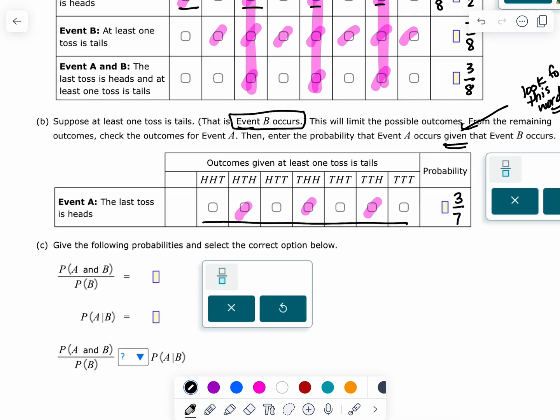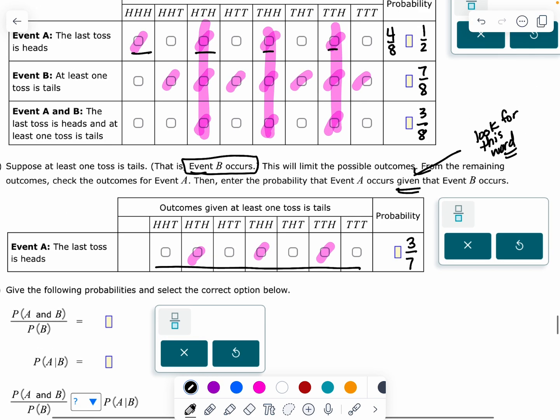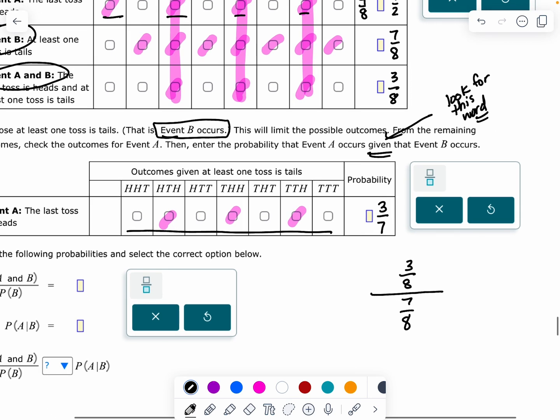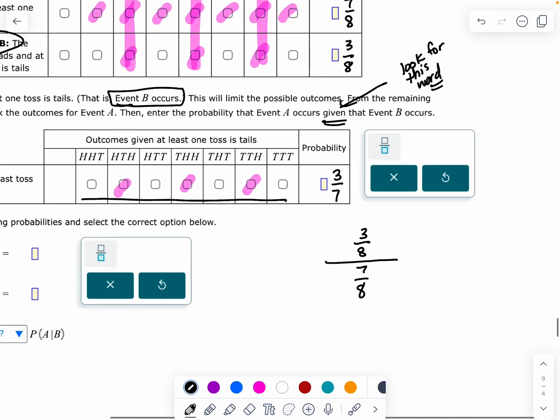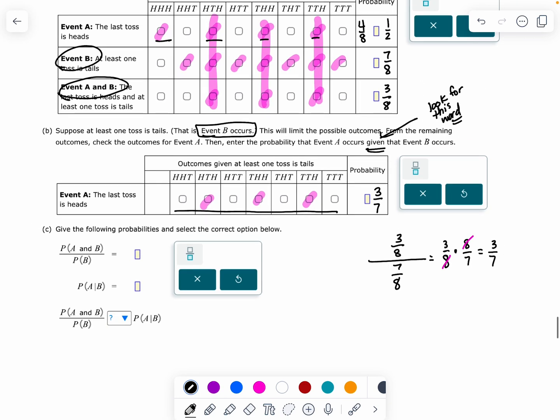So the probability that A and B have occurred given, or the probability of A and B divided by the probability of B. Okay. That would be this one divided by the probability of B. So that would be 3/8 divided by 7/8. And do we remember how to do fractions? That's the same thing as keep, change it to multiply, and flip. Keep, change, flip. Okay? And these 8s are going to cancel, and we get 3/7.